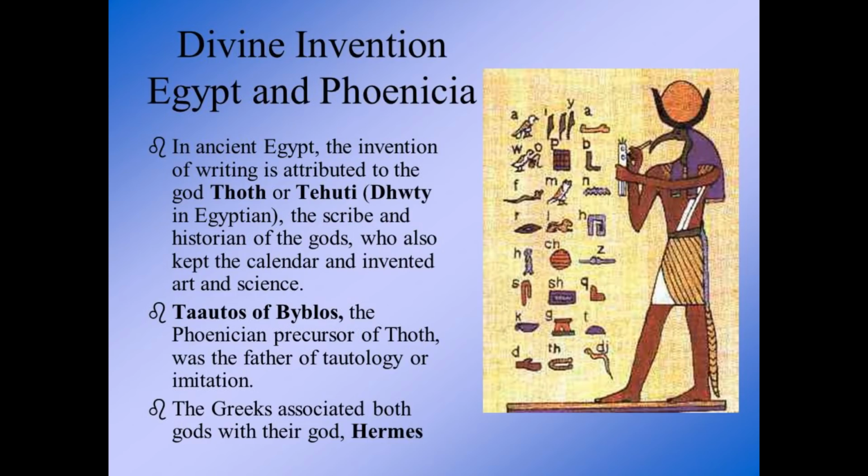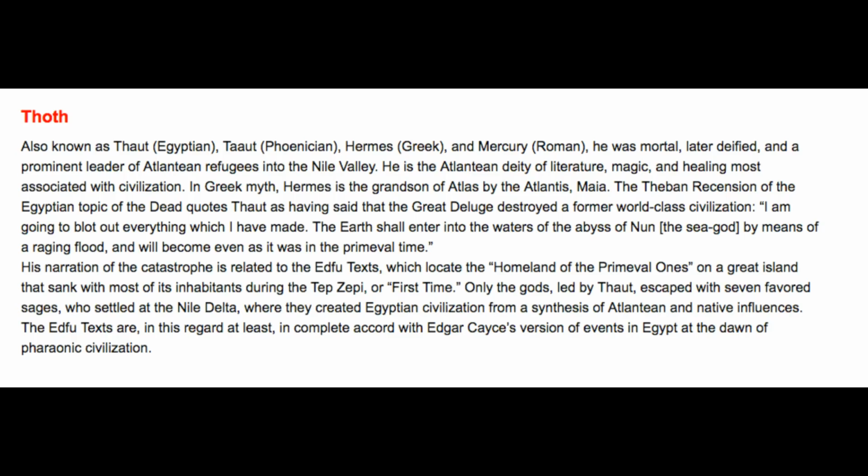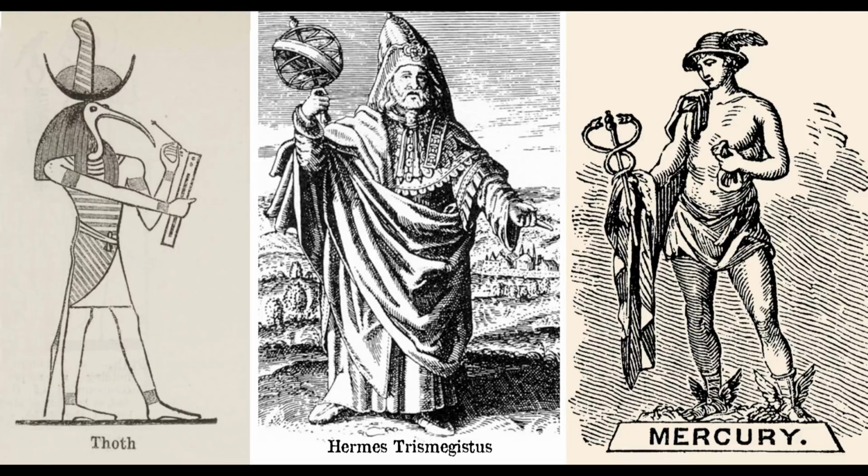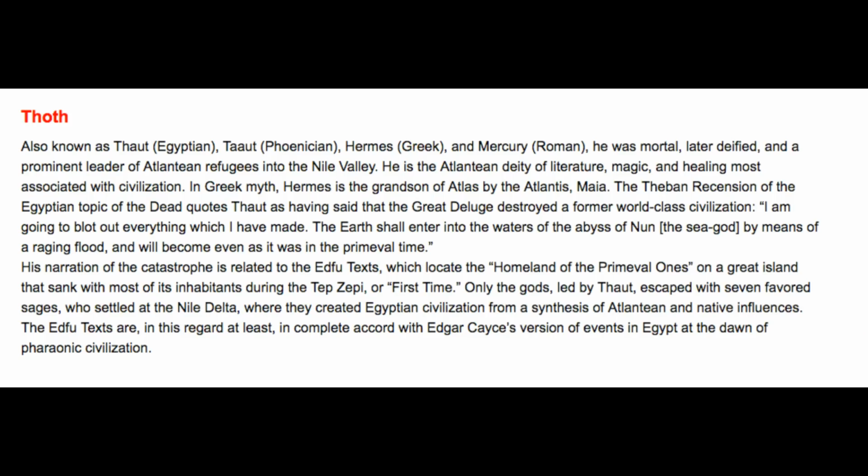So again, we're just talking about Thoth, Tehuti, Thothus of Byblos, from the Phoenician precursor of Thoth, or the Greeks associated both these gods with Hermes. Thoth in Egyptian, Thoth in Phoenician, Hermes in Greek, and Mercury in Roman. He was mortal, later deified.